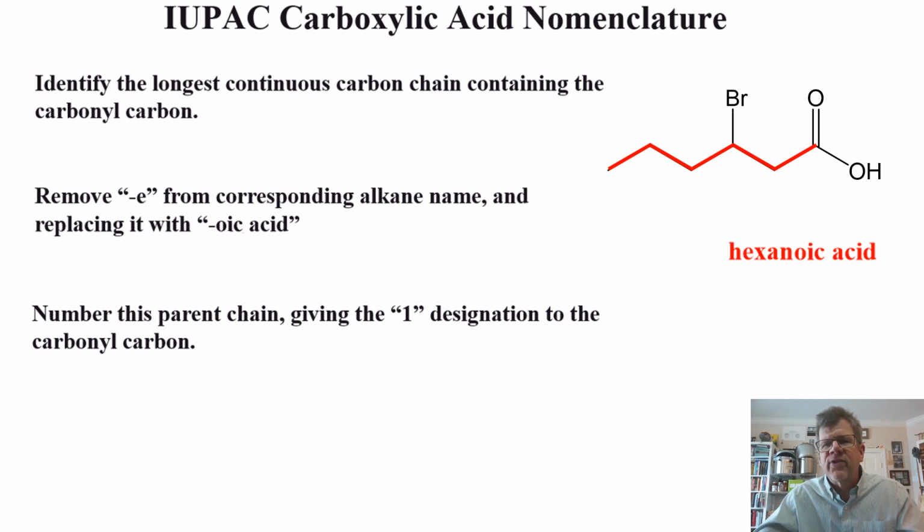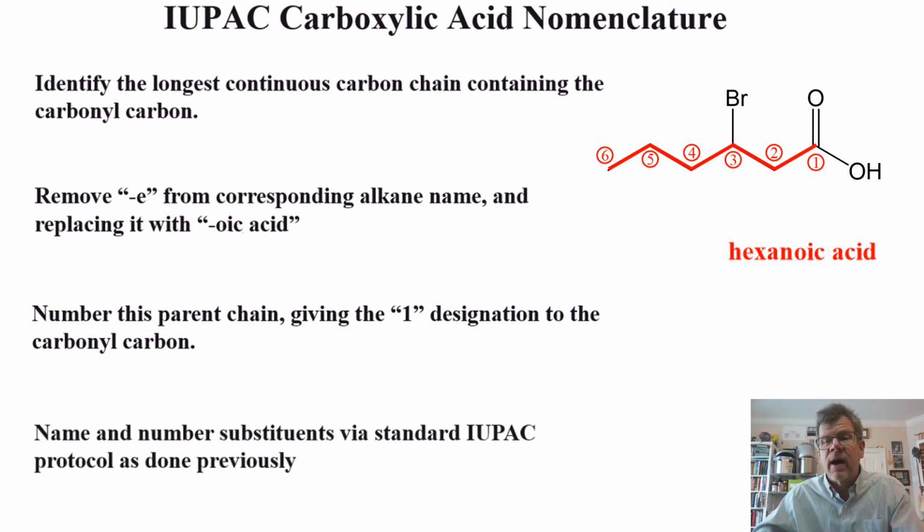So we would number this parent chain in this fashion, giving that one designation to that carbonyl of the carboxyl group, always. Having done that, we've given an address to the only substituent on there, and we name and number these substituents using the standard IUPAC protocol done previously. Well, that is a bromo group, and that bromo group happens to live at the 3 carbon. So we would lasso in here, 3-bromohexanoic acid would be the name of this structure.